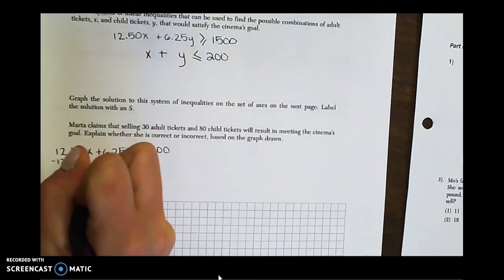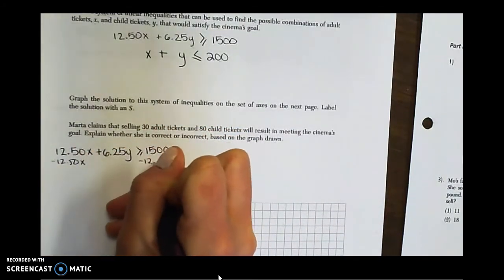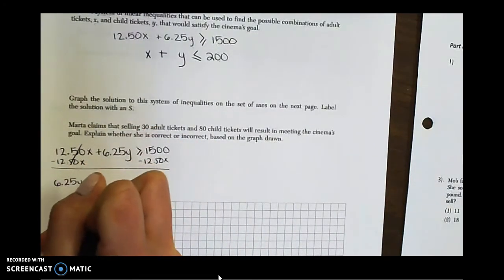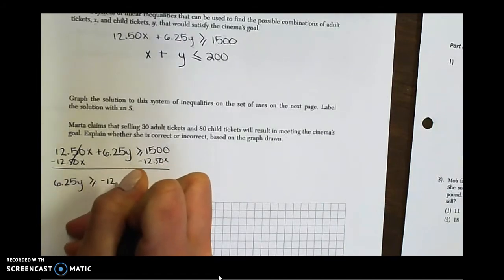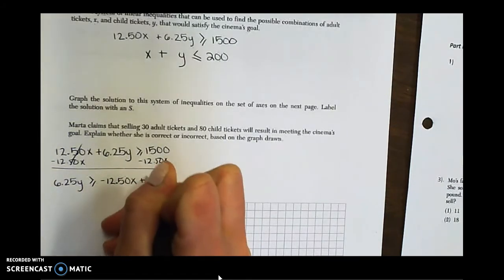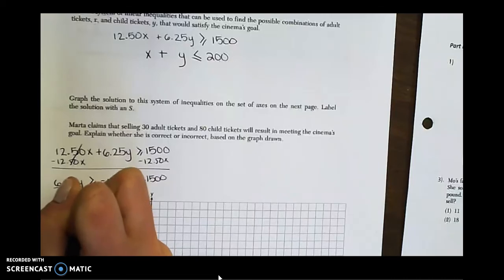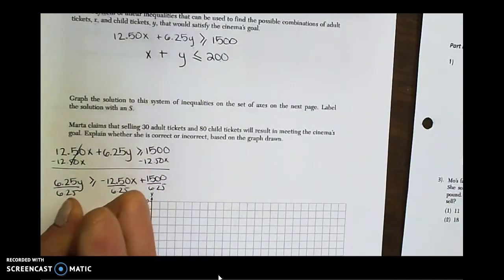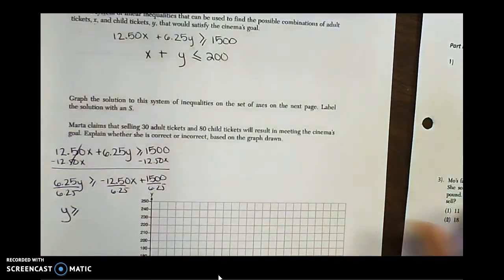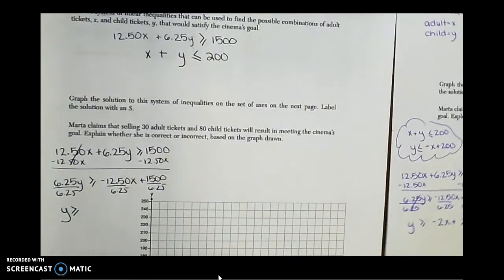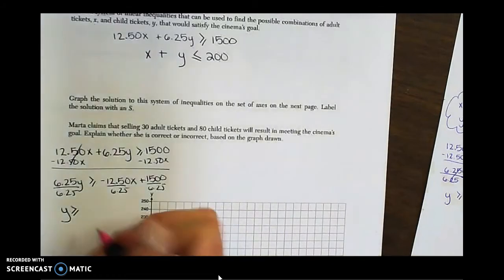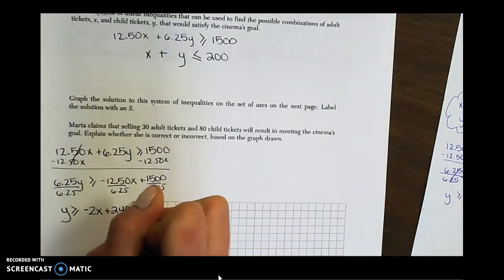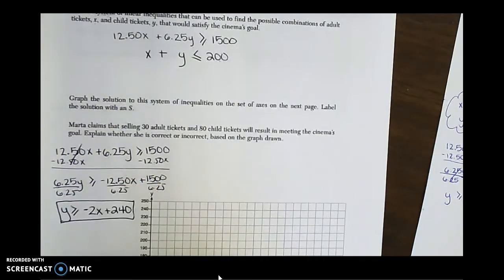Okay, so I'm going to subtract 12.50x. So now we get 6.25y is greater than or equal to negative 12.50x plus 1500. I divide by 6.25. All right, and we're going to end up with y is greater than or equal to. Now we're going to divide this out, and we're going to end up with negative 2x plus 240. So that's going to be my first inequality.